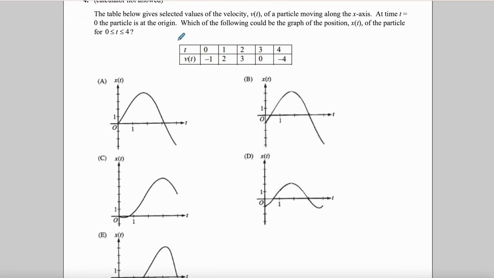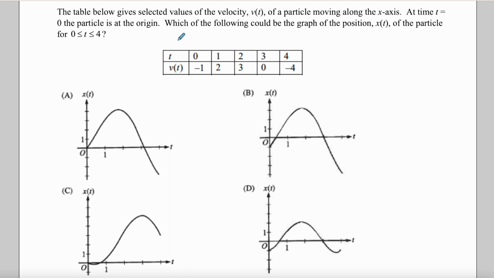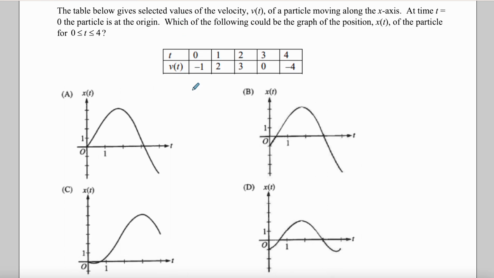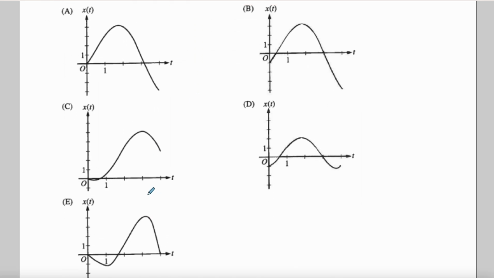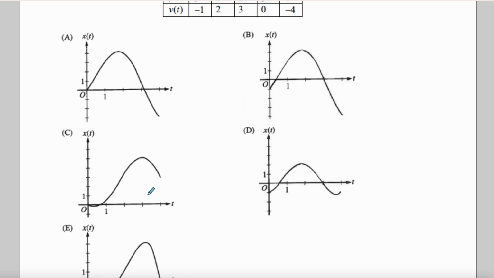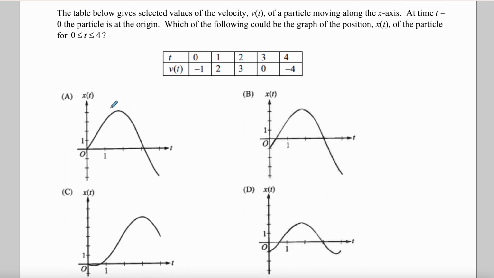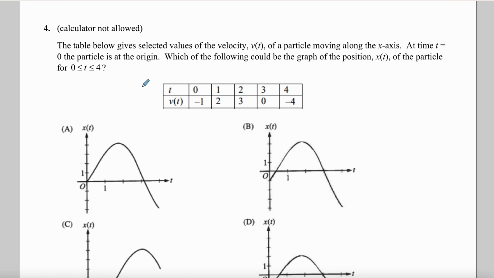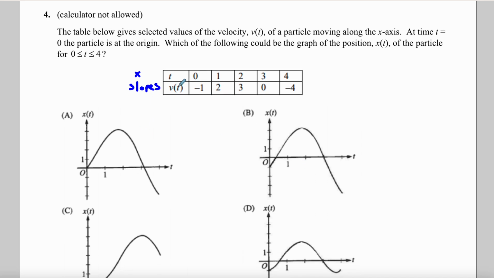Number 4 is asking me to determine from this table which one of these position functions are represented. So these are position functions, which means when I put on my glasses, these t's will be the x coordinates, and these velocities will actually be the slopes. So which function shows this velocity behavior based on the times?